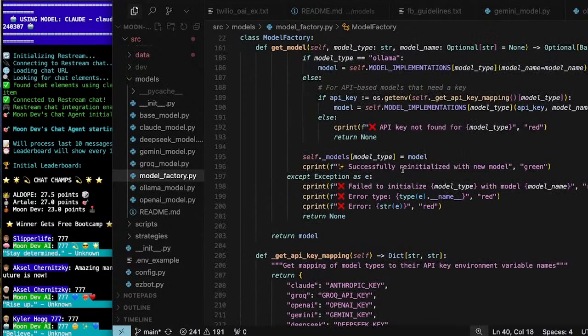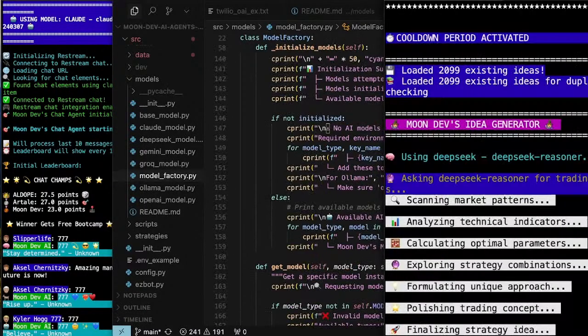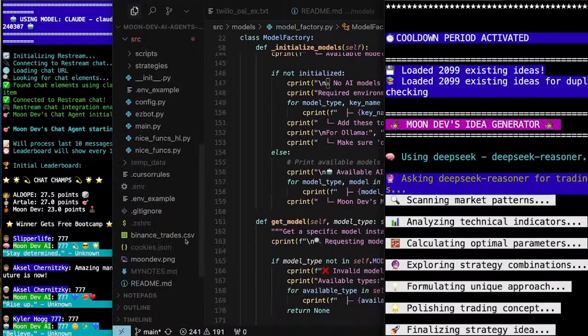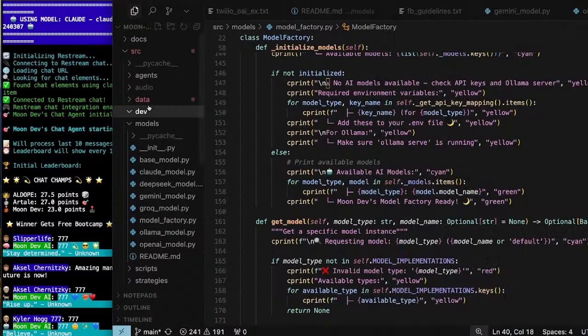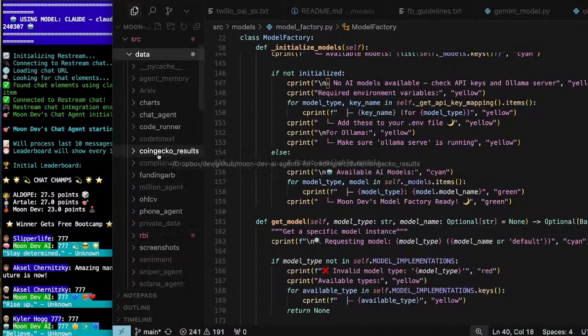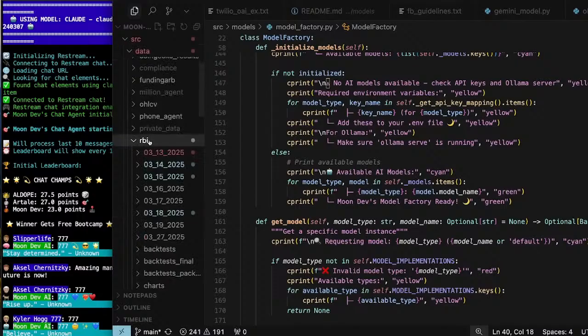Okay, so now you see everything. You see how the agents are working. It's backtesting. It's going to keep outputting new strategies, actually full backtests, to my data folder here. If I go to data, I go down to the RBI.